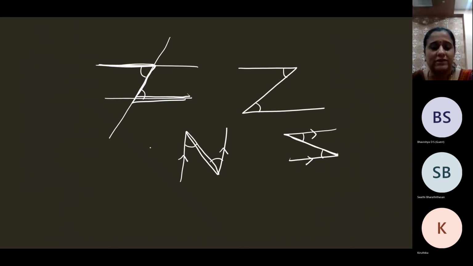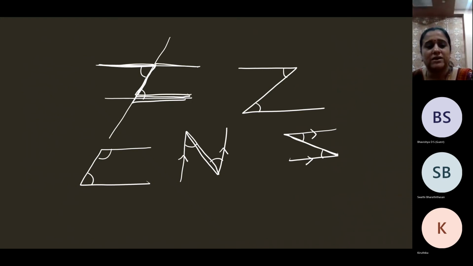Co-interior angles will be like this. Parallel line, transversal, parallel line. Here, these are co-interior angles. Look at the shape. See here, parallel line, transversal, parallel line. So here and here are co-interior angles.